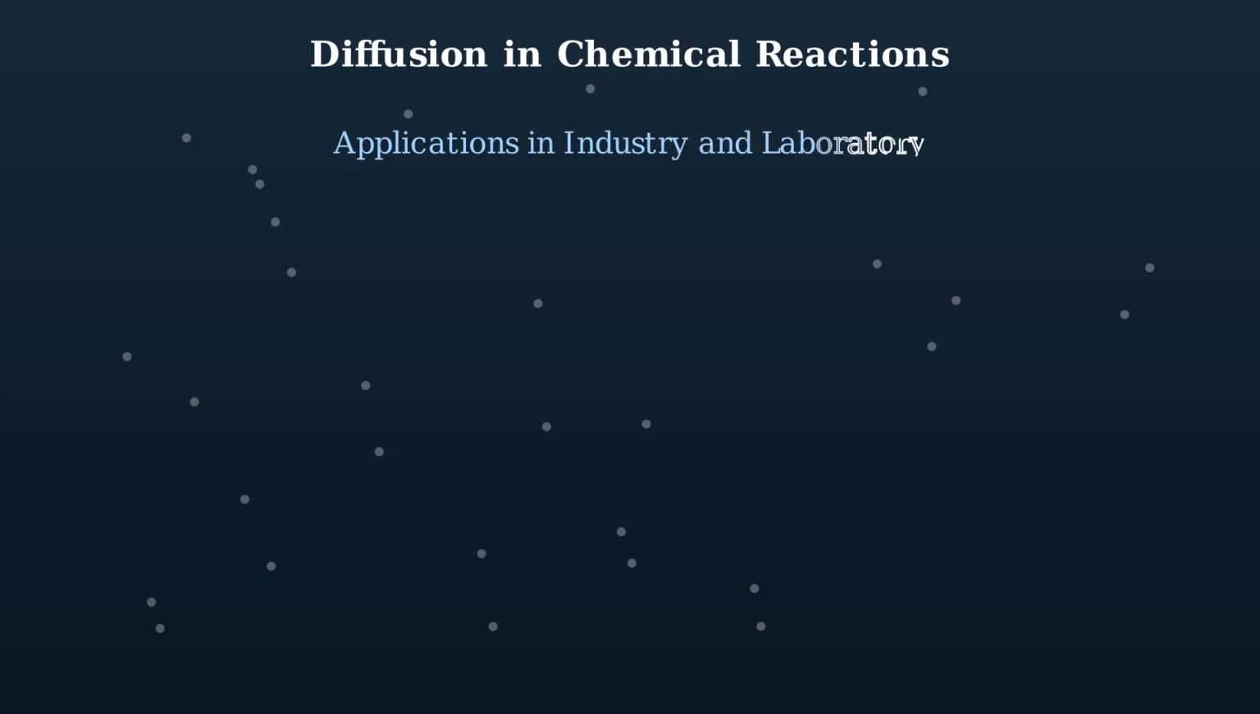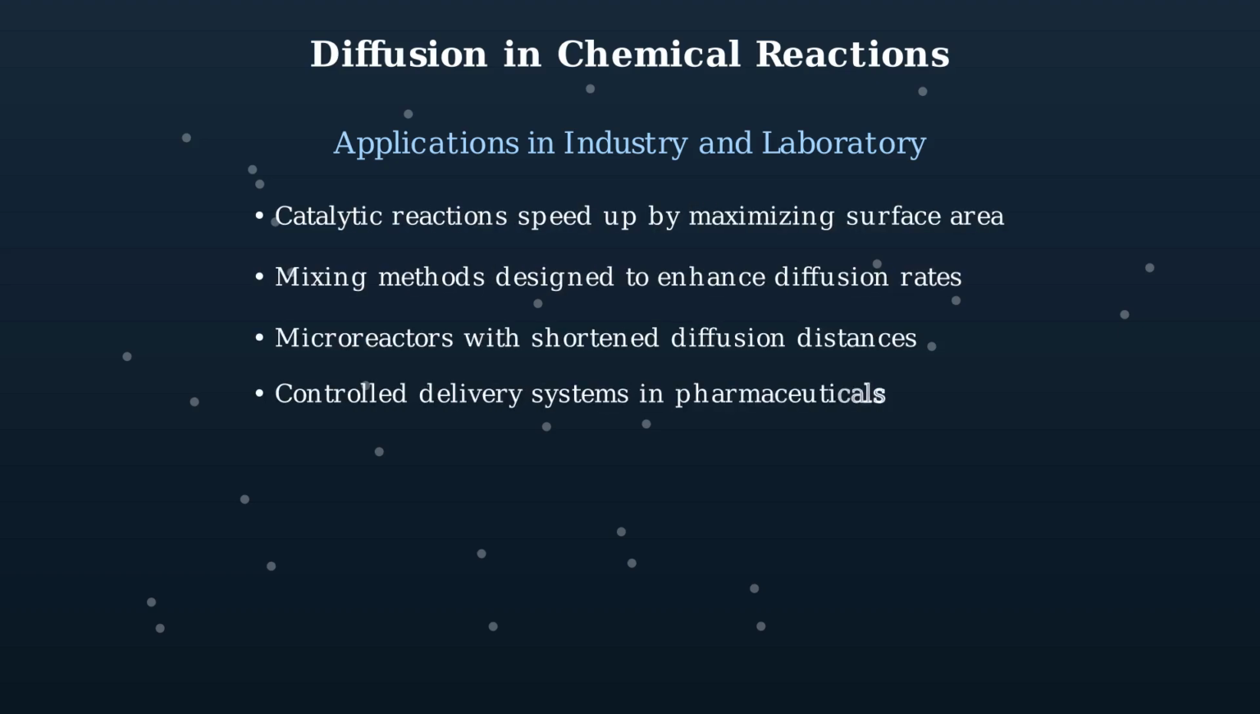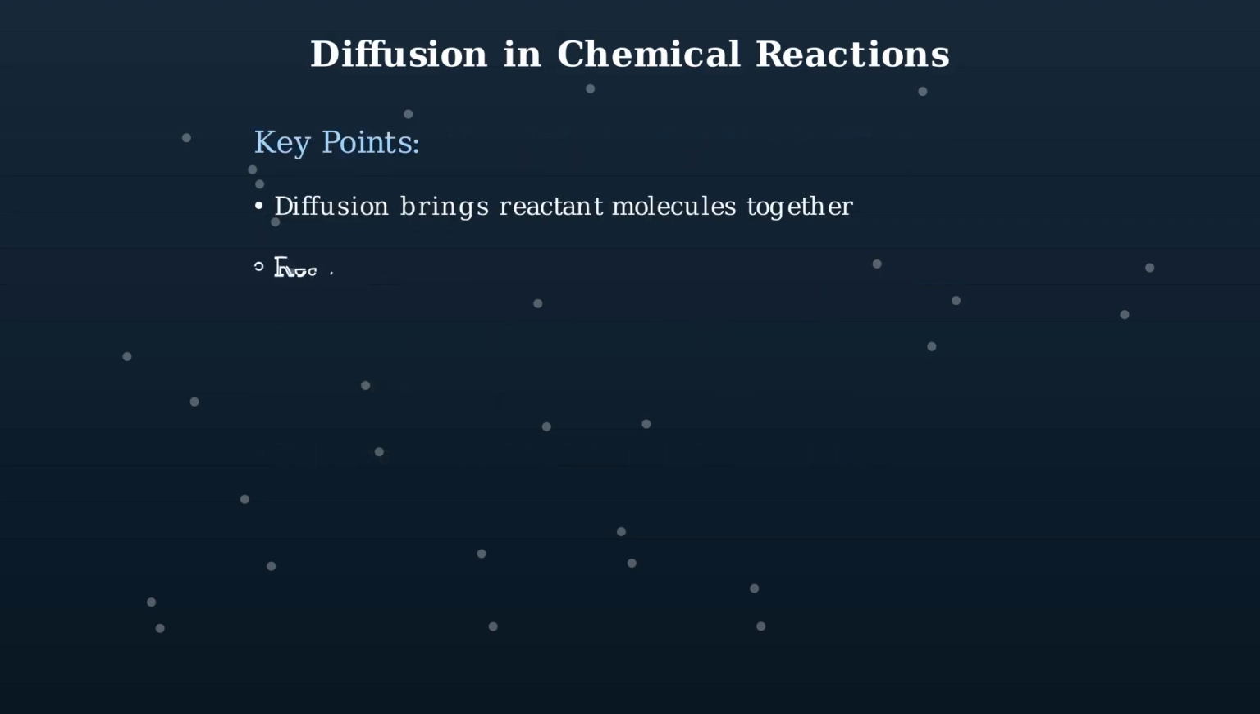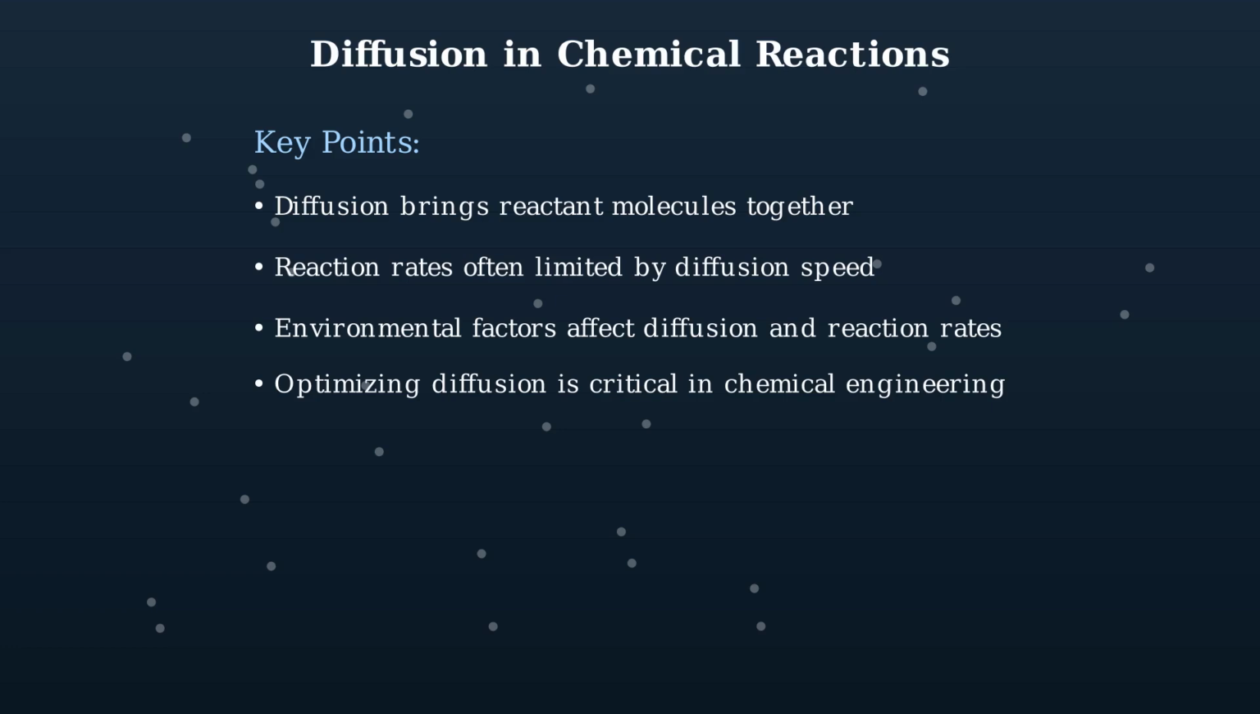Understanding diffusion is crucial in both industrial processes and laboratory settings. Engineers design reactors to optimize diffusion by controlling temperature, increasing surface area, and reducing diffusion distances. In laboratories, techniques like stirring accelerate reactions by enhancing molecular encounters. To summarize, diffusion is often the key limiting factor in chemical reaction rates. By understanding and controlling diffusion, scientists and engineers can optimize reaction efficiency in both laboratory and industrial settings.